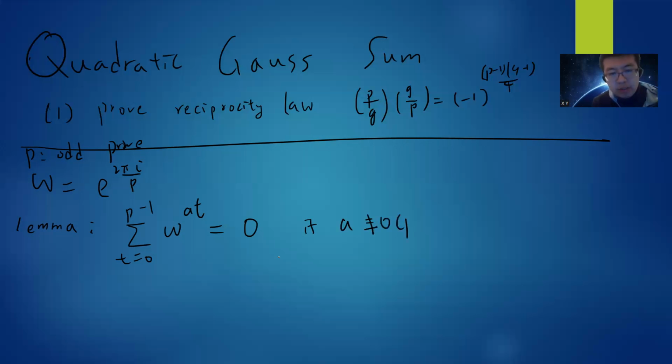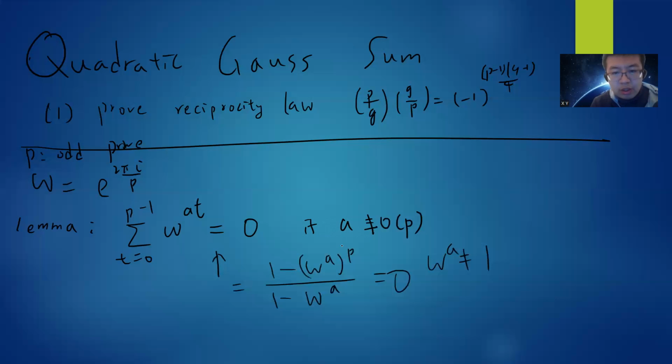So basically, if a is not a multiple of p, then this sum will be 0. It's very trivial, you can prove it by yourself. The idea is that you use the geometric series, so this is just (1 - omega^(ap)) over (1 - omega^a). If omega^a is not 1, then this is 0, because omega^p is 1. So if a is not a multiple of p, you will get 0.